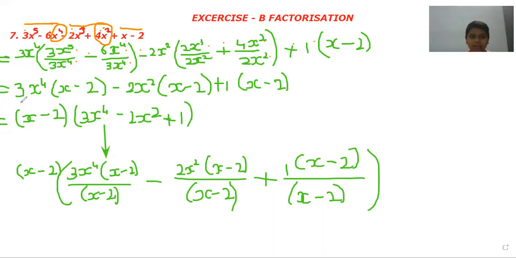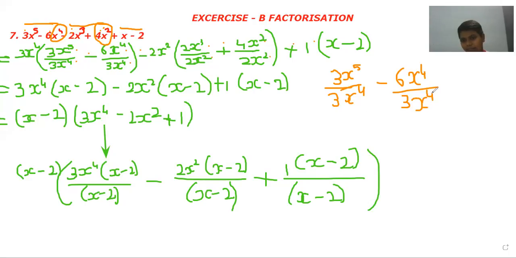Next comes our second step, that is 3x to the power 4 times x minus 2. I'll tell you how this comes. Here it is written as 3x to the power 5 divided by 3x to the power 4 minus 6x to the power 4 divided by 3x to the power 4. So here 3 and 3 cancel.